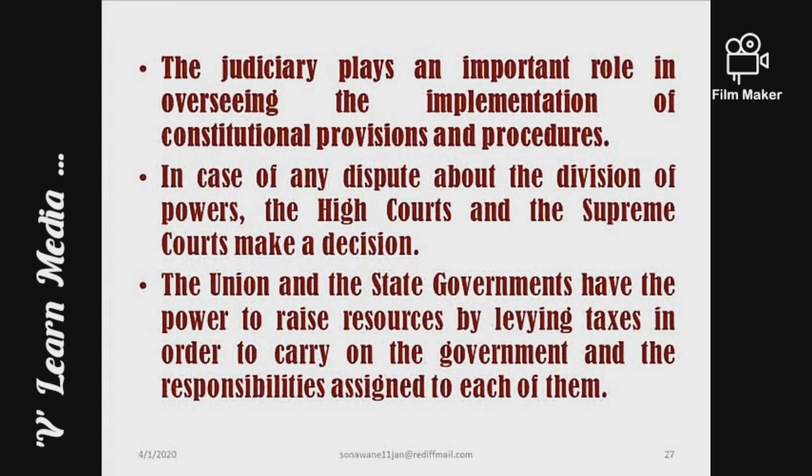The judiciary plays an important role in overseeing the implementation of constitutional provisions and procedures. In case of any dispute about the division of powers, the High Courts and the Supreme Court make a decision. The Union and the state governments have the power to raise resources by levying taxes in order to carry on the government and the responsibilities assigned to each of them.